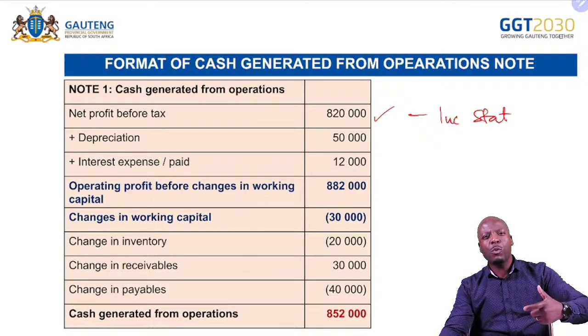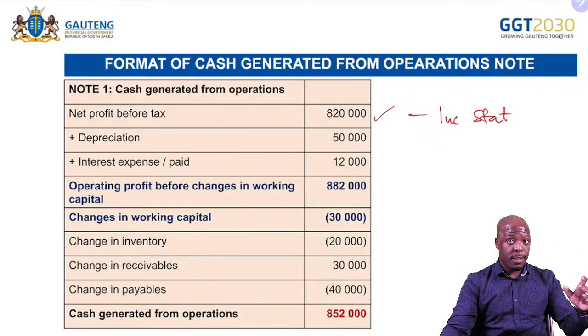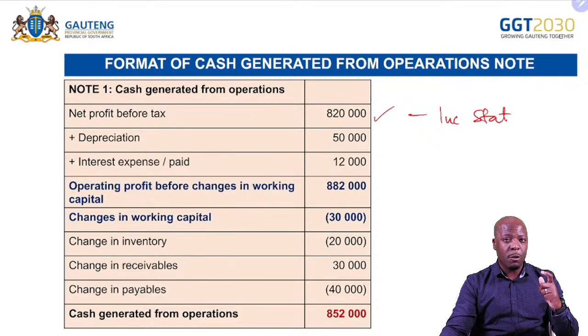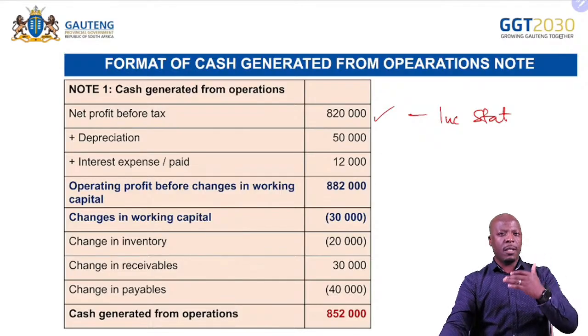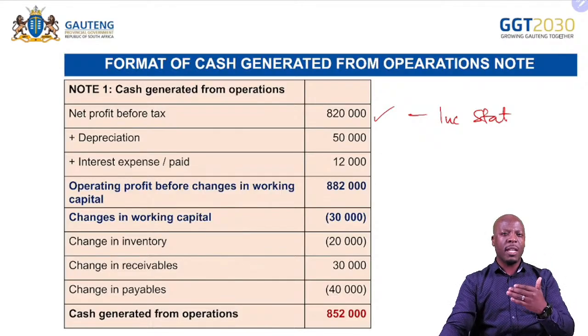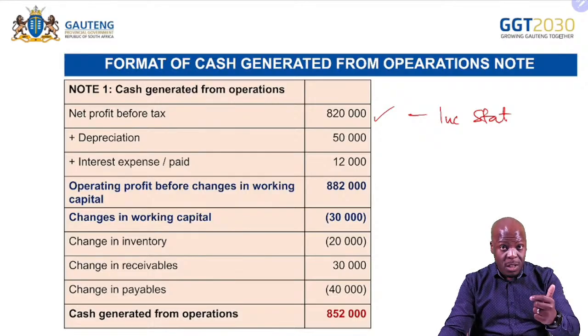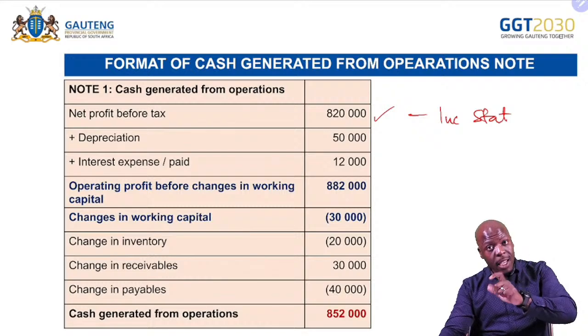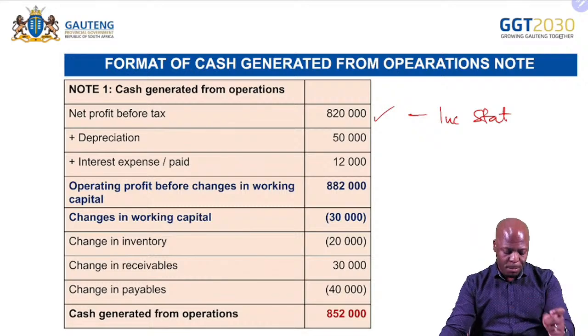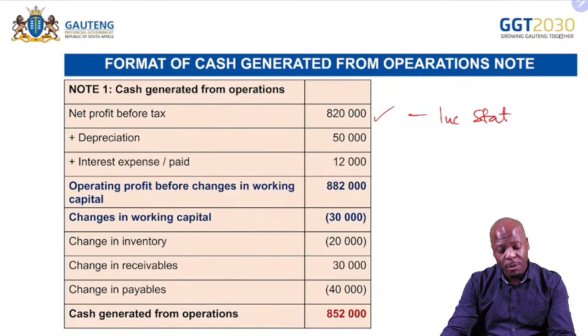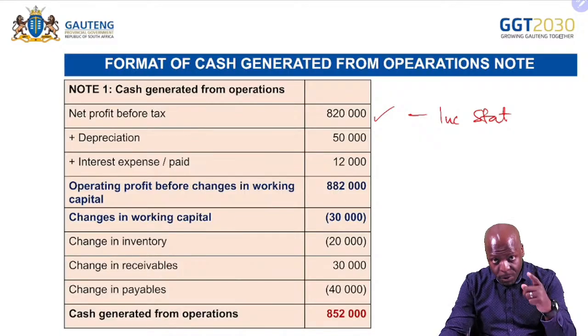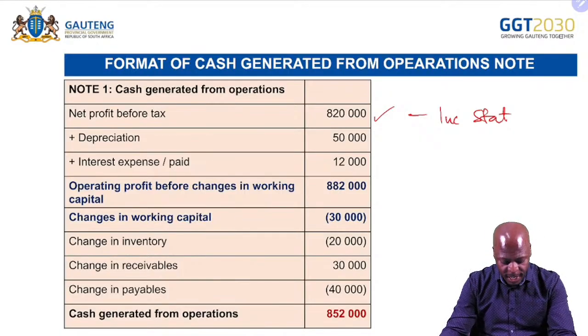But the examiner at times would give you net profit after tax. So you must be wise enough to see that if I have net profit after tax, that means they've already subtracted income tax. If I need net profit before tax, I must add the income tax back to the net profit after tax. I'm going to do an activity to show you exactly that.